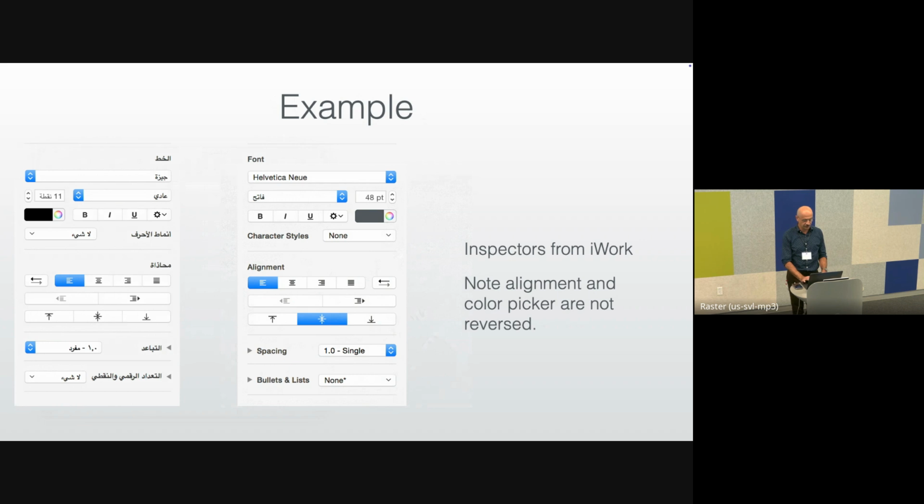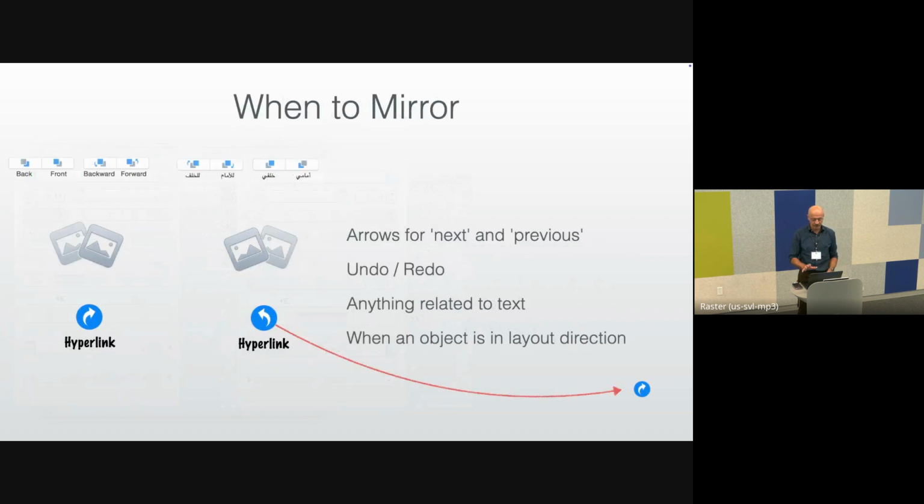So for example, the color picker, if you look at it carefully, it doesn't reverse, and that was deliberate. The idea is that the user usually will go to that thing on the other side, on the right-hand side, to pick the color wheel. So we were careful about what to mirror and what not to mirror.